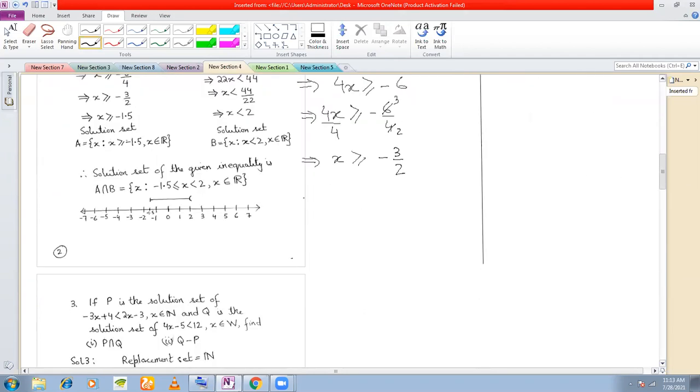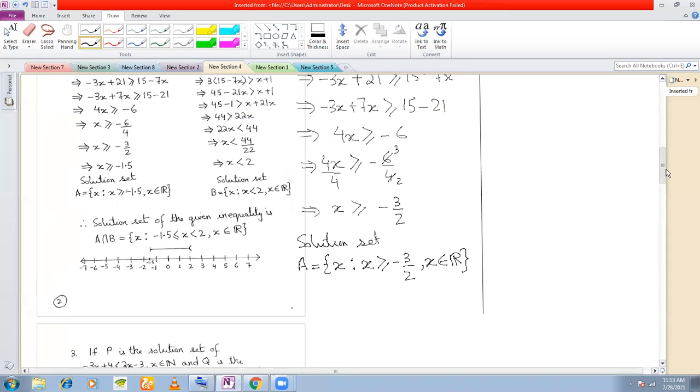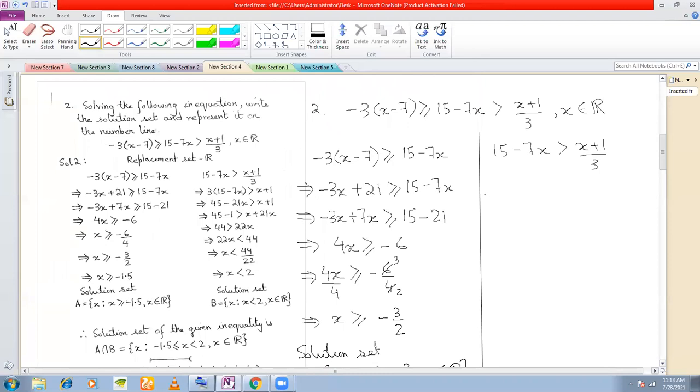So we have solved this. Let's write the solution set. Solution set. Let us call the solution set of this inequality to be A. X such that x greater than or equal to minus 3 by 2 and x belongs to R. This is the solution set of this inequality. Now let's solve the next one.